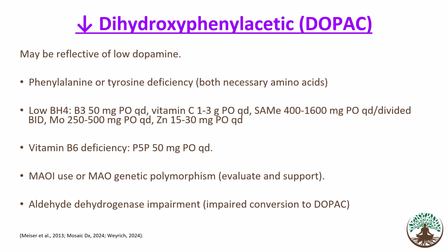Dihydroxyphenylacetic acid, or DOPAC, is evaluated through organic acid testing and typically reflects low dopamine. When low, consider the following. Explore for phenylalanine and tyrosine deficiencies, both necessary amino acids. Support BH4 and/or vitamin B6 deficiency. Also consider MAOI use or MAO genetic polymorphism and aldehyde dehydrogenase impairment, which impedes conversion to DOPAC. These should be considered in addition to factors that reduce dopamine.